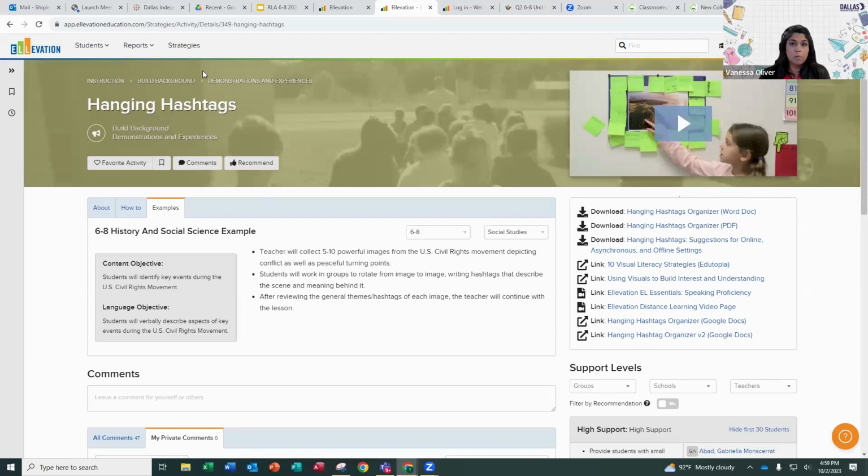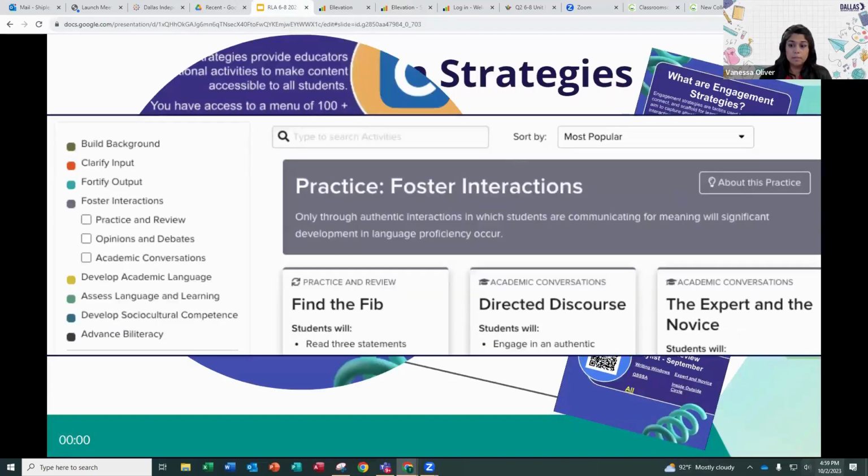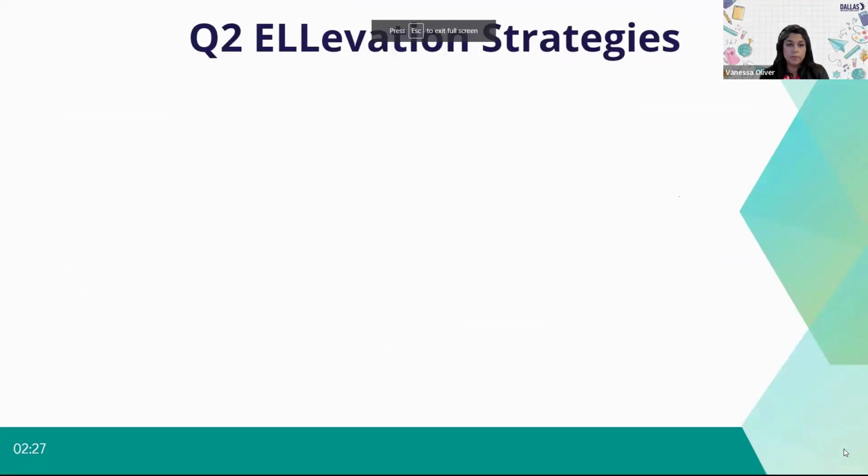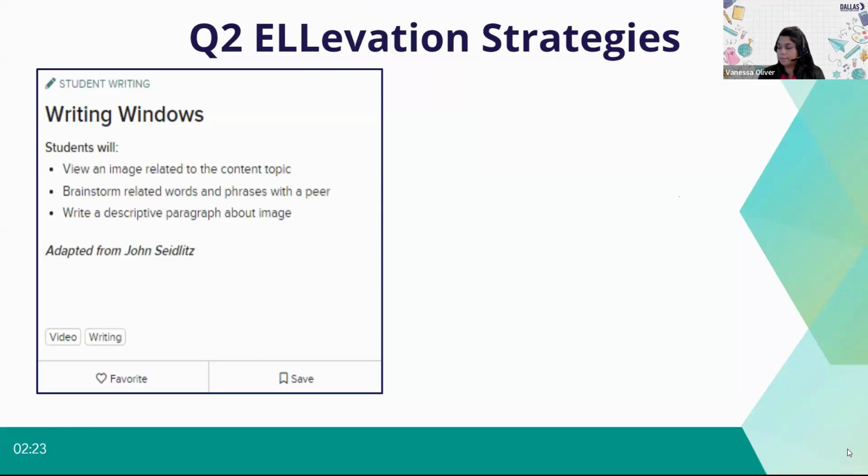So we've linked that for you. Again, it's in Clever. You have to be logged in though. Just make sure you're logged in before clicking Elevation. And then we want to focus on those four strategies for quarter two. So let's take a look at those four that we highlighted.